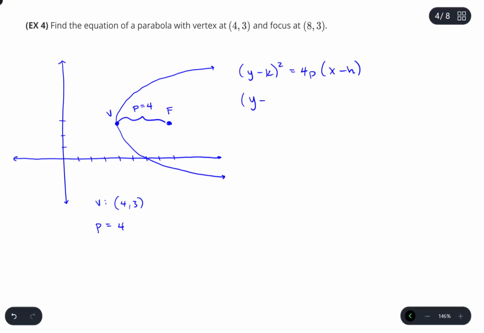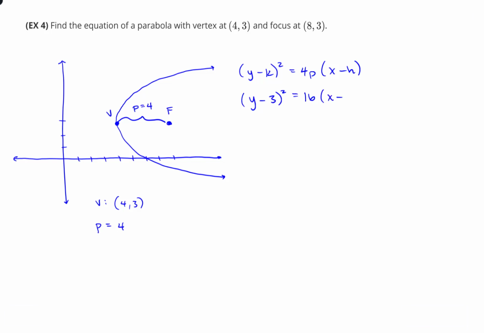So y minus k, which is the y coordinate of the vertex, so 3. p is 4, so 4 times p would be 16. And then x minus h, and that's the x coordinate of the vertex, which is 4. And now we have an equation that would produce this particular parabola.